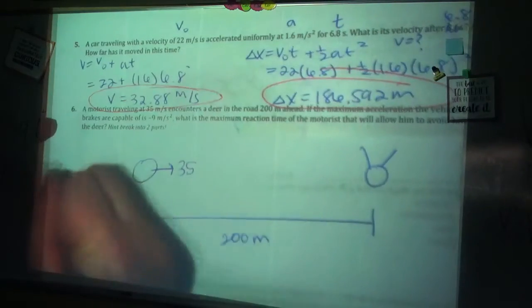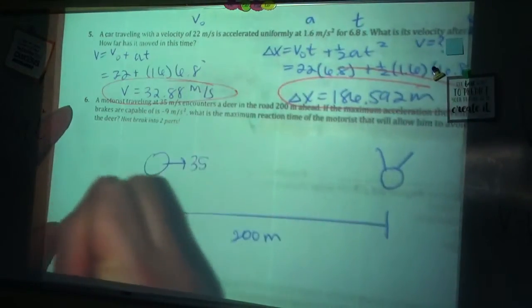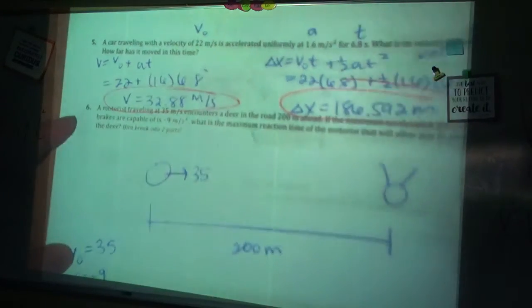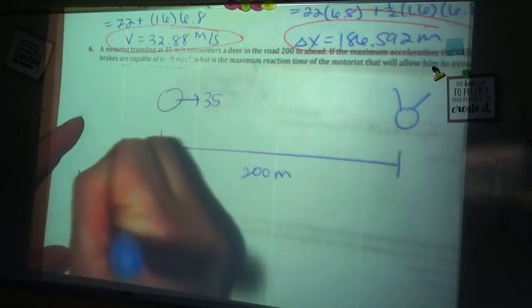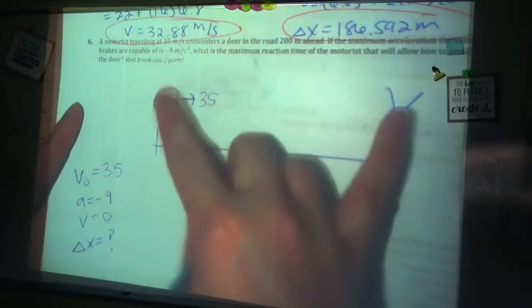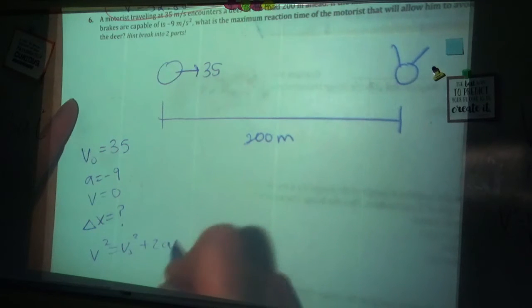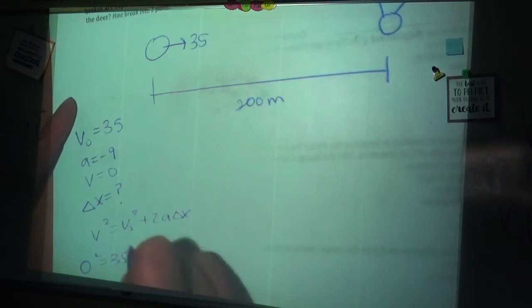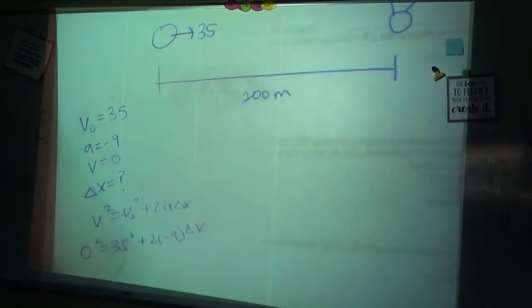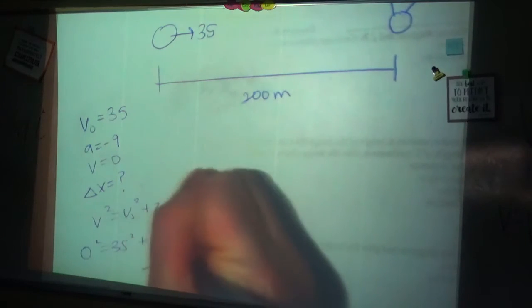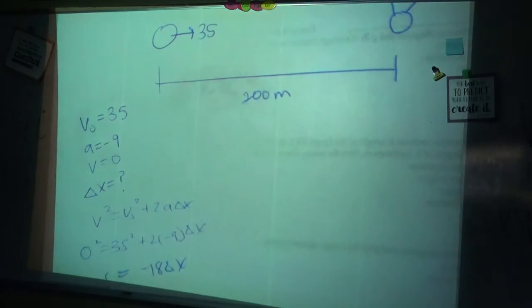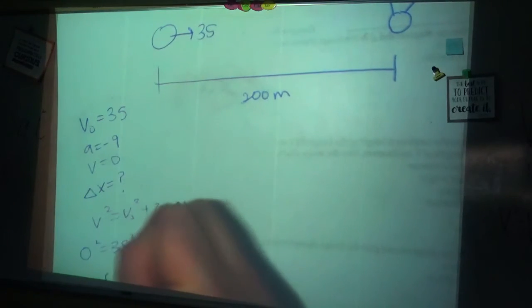So what I would do is say, okay, let's make our knowns. Initial velocity is 35. Acceleration is negative 9. And if it goes to a stop, then the final velocity is 0. So what I would use is this, and then find how far is needed for the car to stop. The deer is 200 meters away. I already know the acceleration, so let's find how long is needed for the car to brake. Plug into v squared equals v naught squared plus 2a delta x. So 0 squared is 35 squared plus 2 times negative 9 delta x. 35 squared is 1225, so that becomes negative 1225 equals negative 18 delta x. Divide over, and you get that your delta x is 68.06 meters. So that's the distance that the car needs in order to brake.